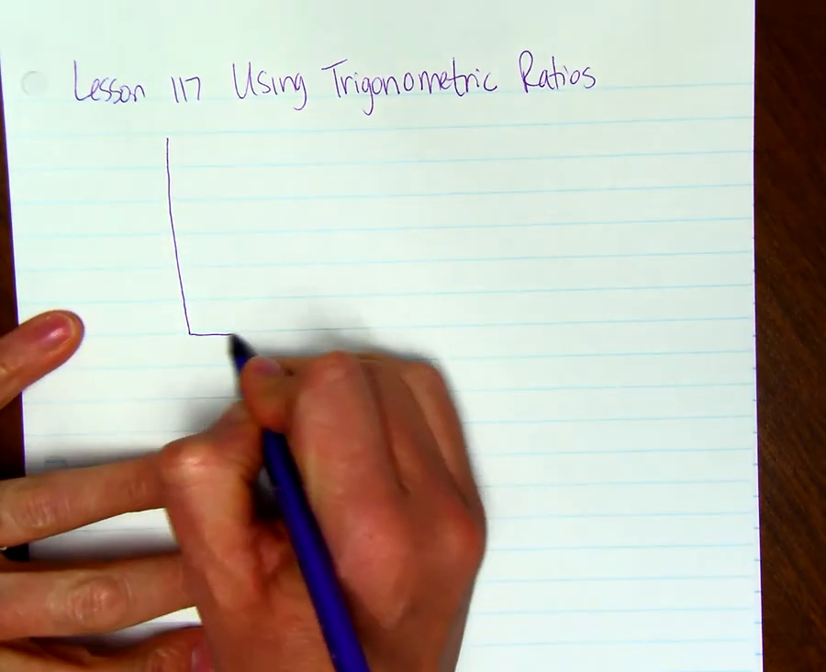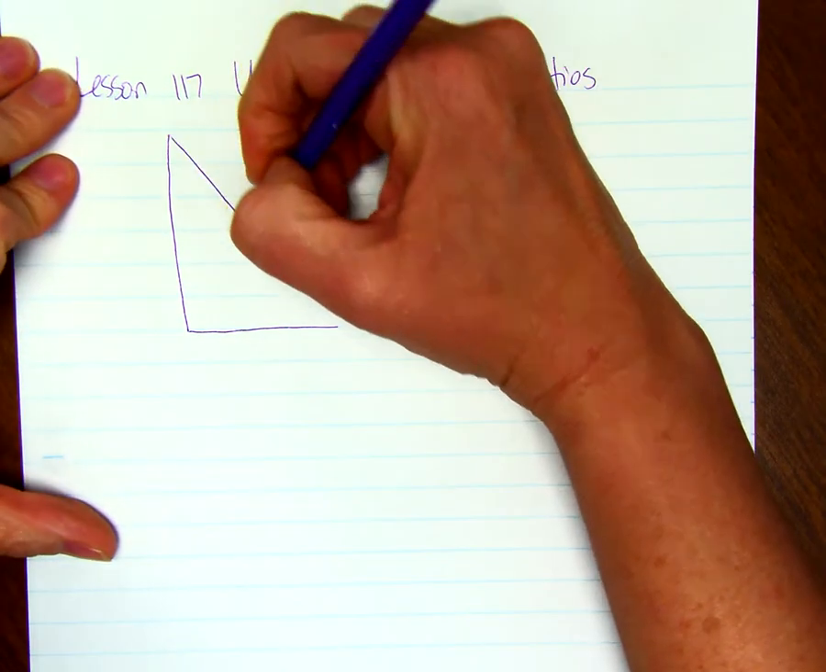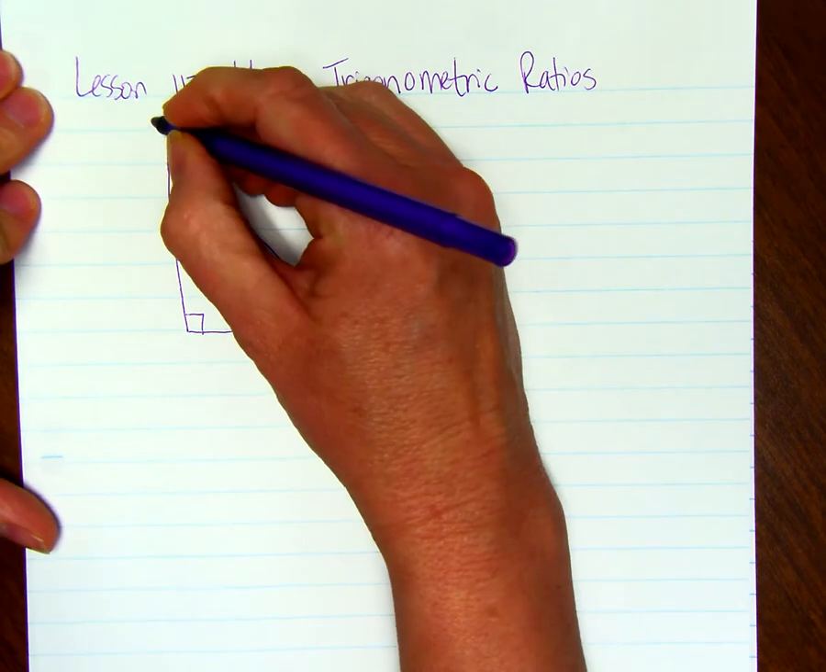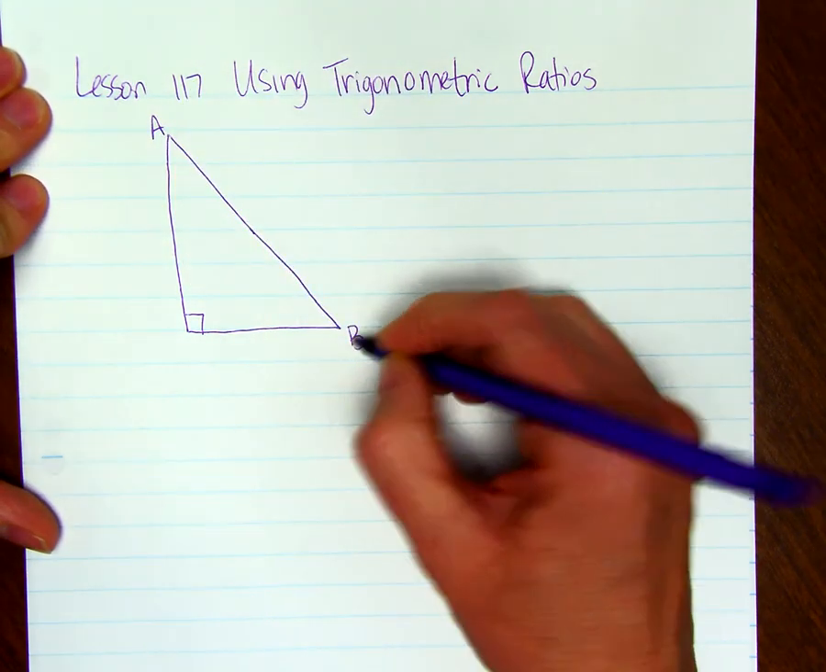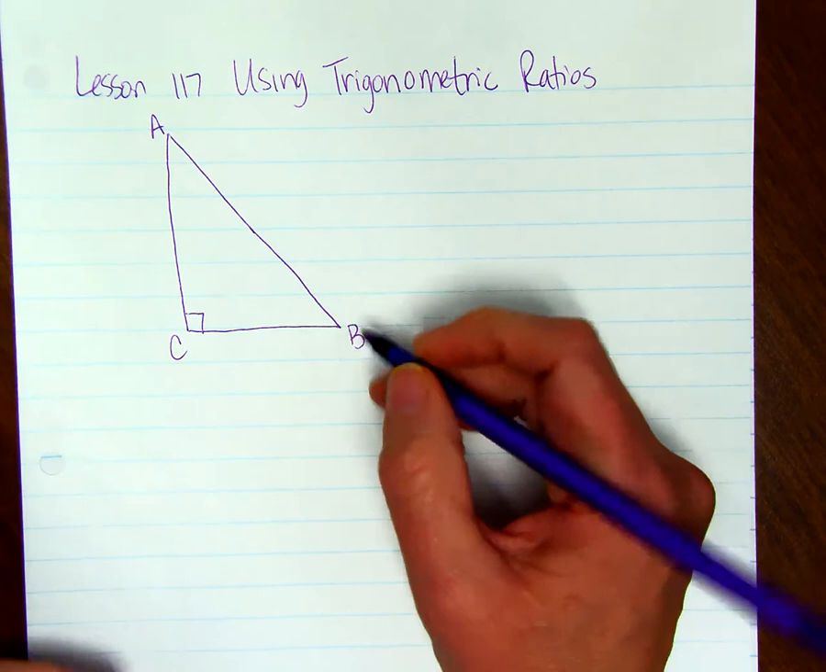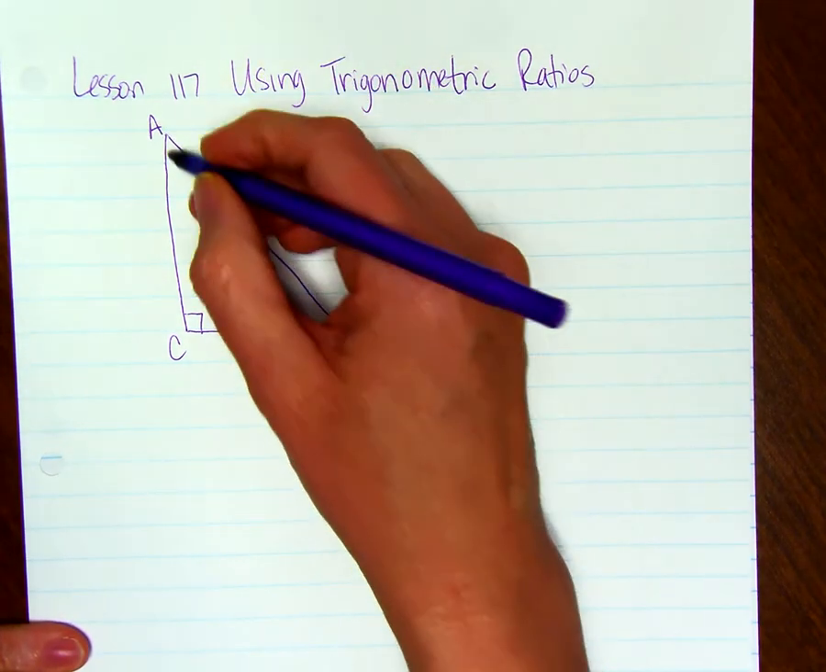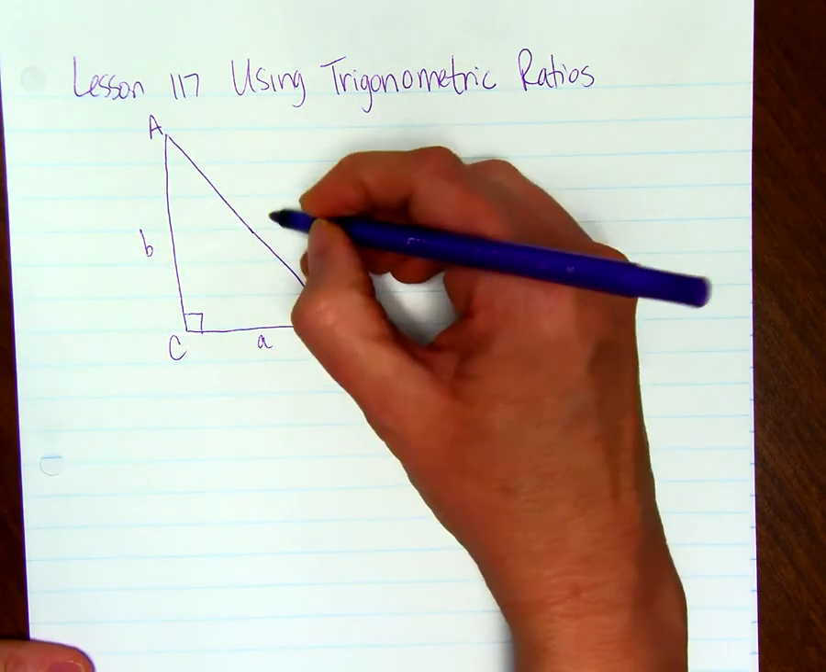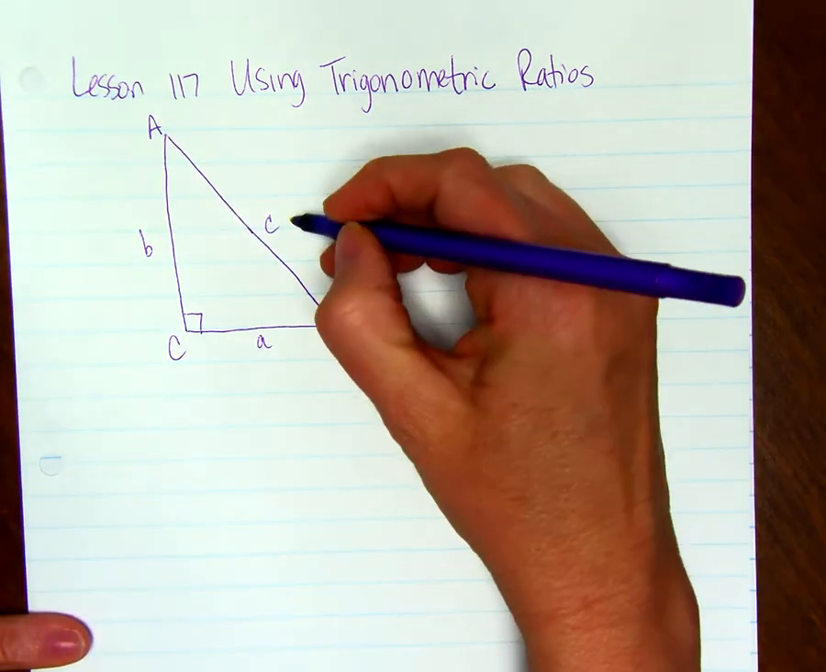All right, so we're going to draw our right triangle because we use all these trig ratios with right triangles. Okay, so we'll call the angles A and B, and our right angle is C. Across from angle A, we'll call little a. The side across from B, we'll call little b. And the hypotenuse, we'll call c.